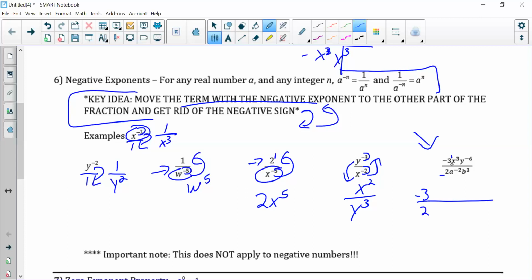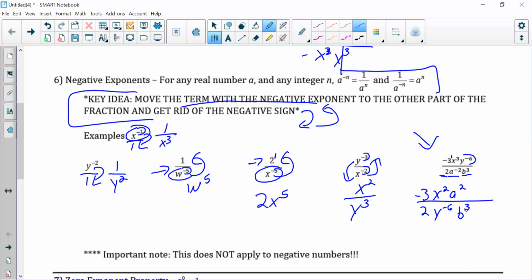All right, looking next, x cubed has a positive exponent. It can stay. Y to the -6. Ah, that's a problem. That needs to go to the bottom. So y to the -6. All right, now let's look at our bottoms. We already said our 2 was okay. It can stay. Ooh, a to the -2. Yep, that's going to go back to the top. So a squared. Ooh, b cubed. It's got a positive exponent. It can stay right where it is.